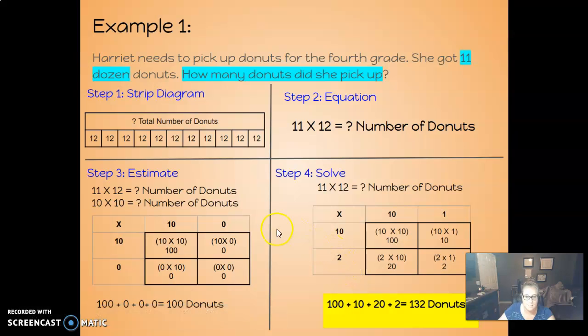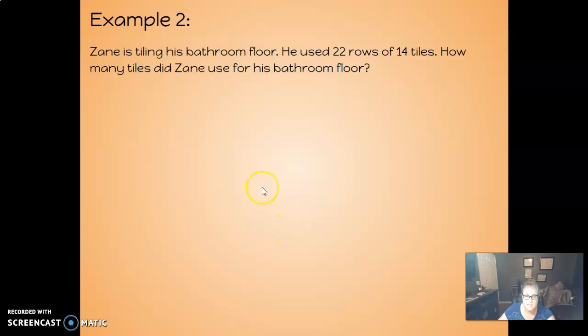Let's look at the next problem. Here's what it says. Zane is tiling his bathroom floor. He used 22 rows of 14 tiles. How many tiles did Zane use for his bathroom floor? Well, that's the first thing I do as I read my problem.